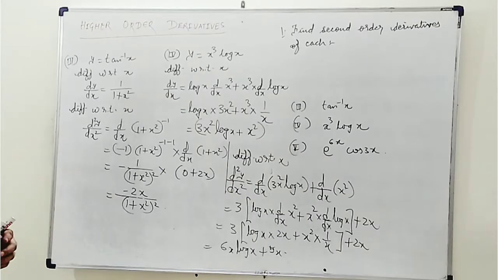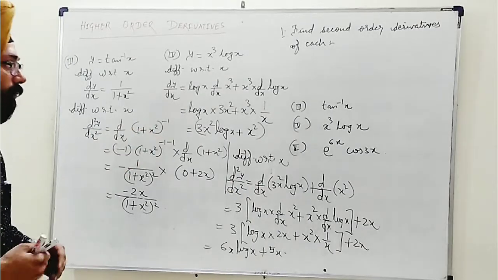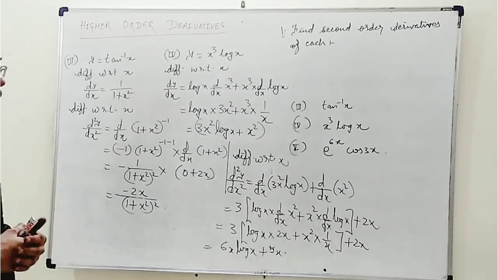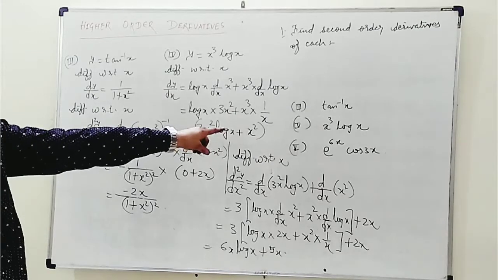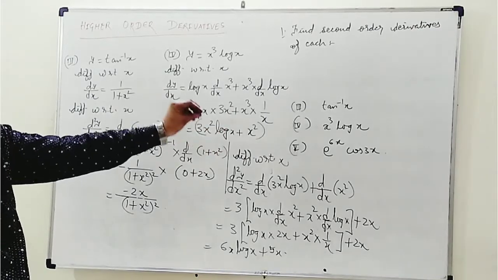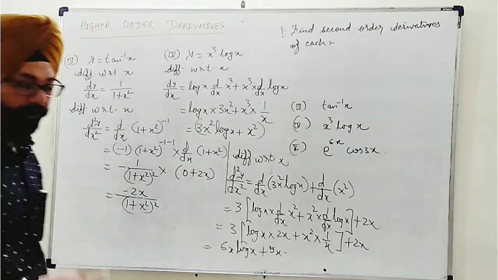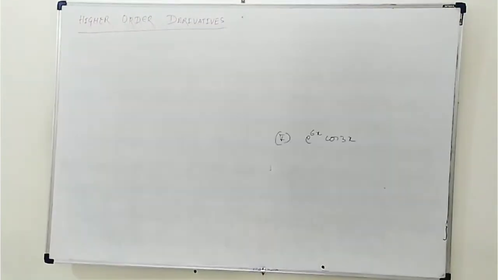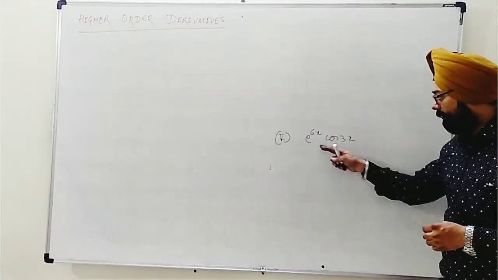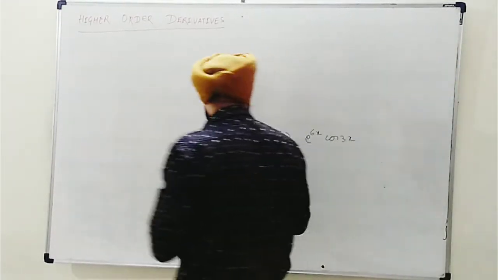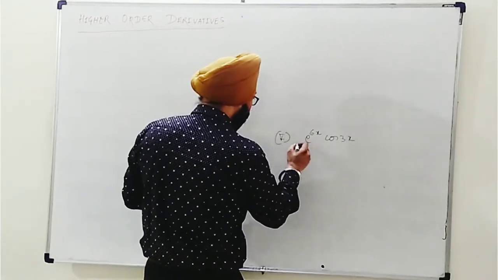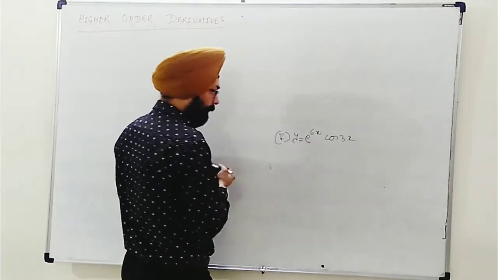Now we are left with the last equation of this kind, second order derivative we have to find, where we are given one exponential function, especially for e, and one trigonometric in product. Let's see for that. Now for this fifth question, we can see that exponential function and trigonometric function are given in product. So for sure, product rule will be applicable.